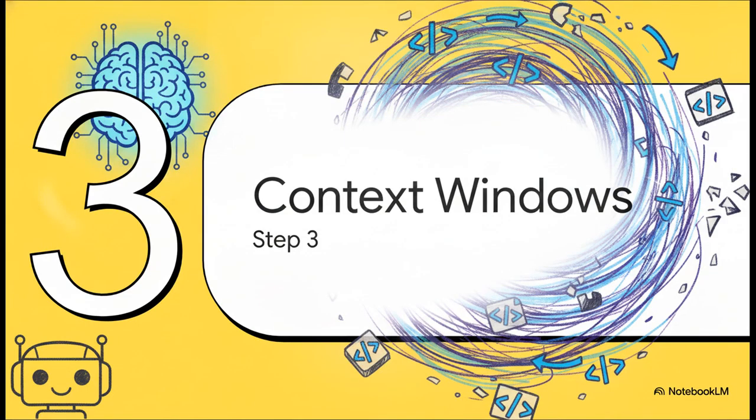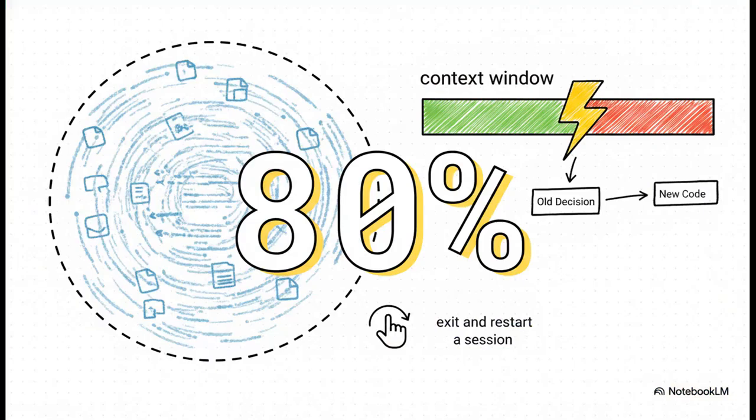Let's jump into step 3, optimize context windows. All right, moving into some real developer mastery here, we need to talk about the hidden danger of depleting the AI's active working memory.